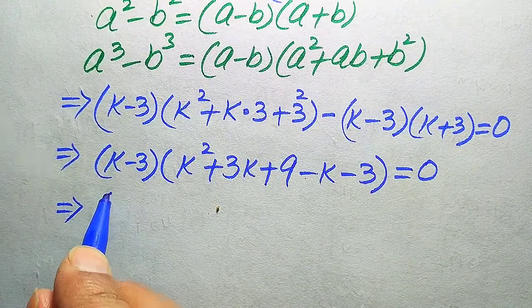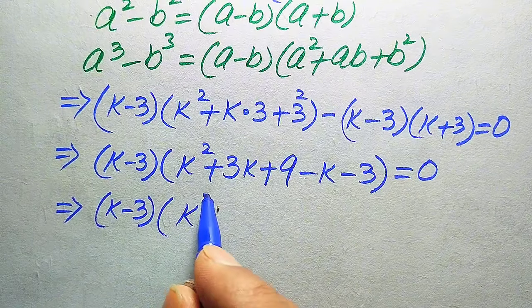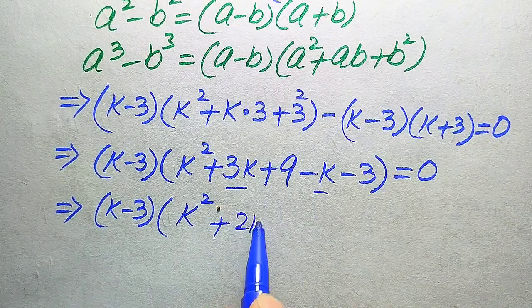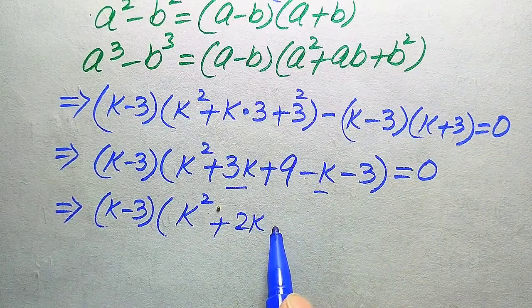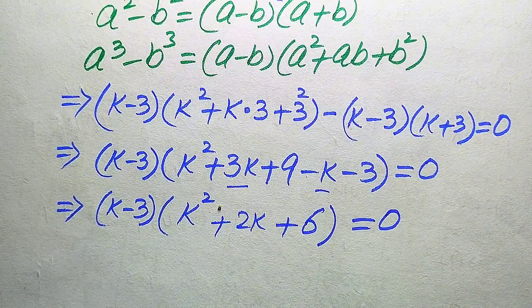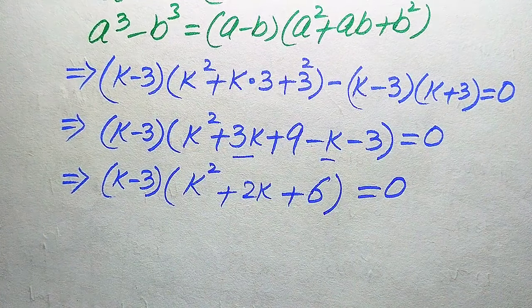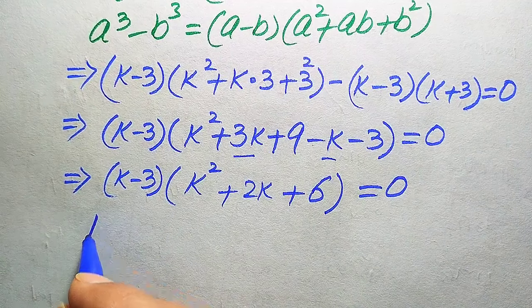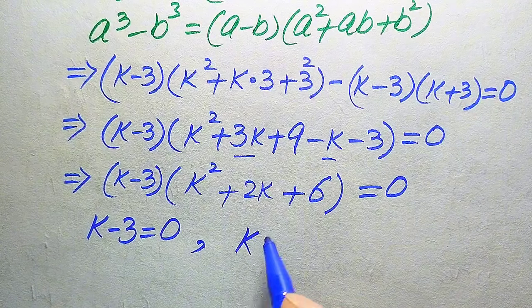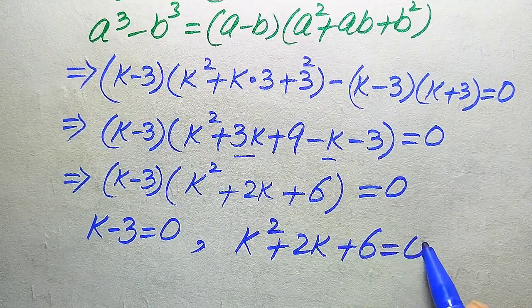And now here in the next step we need more simplification, and it will be written as (k minus 3) into (k square plus 2k plus 6), because 3k minus k becomes 2k, and 9 minus 3 becomes 6, and this whole equation is equal to 0. Now further in the next step we need to divide this equation into two cases. The first case is k minus 3 equals 0, and the second case is k square plus 2k plus 6 equals 0.